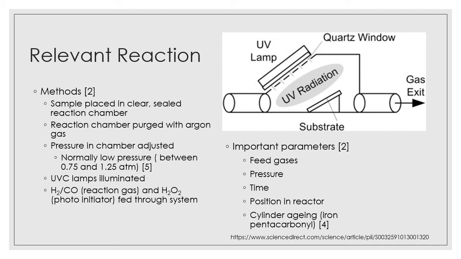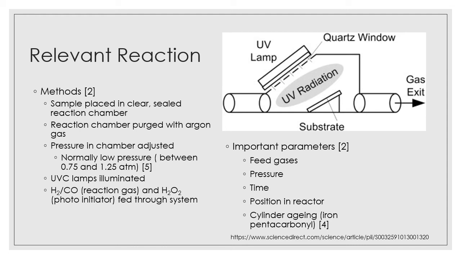The important parameters of the system are the feed gas, the pressure of the system, the time that it runs for, the position of the sample in the reactor, and the age of the carbon monoxide cylinder. Varying the distance of the sample from the feed gas inlet or the pressure of the reactor will affect the hydrophilicity of the coating. Changing the feed gas allows for the targeting of different surface properties. The thickness of the film is directly related to the time that the system is allowed to react. The longer the system reacts, the thicker the film.